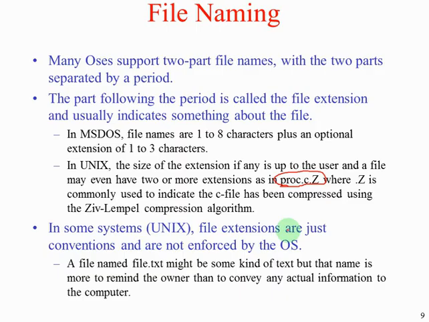Now in some systems, especially in Unix, file extensions are just convention and they are not enforced by the operating system. But in Windows, file extension is enforced strictly. That means that in Unix, if I have a file called file.txt, it might be some kind of text, but the name is more to remind the owner than to convey the actual information stored in it. So it may happen that this file.txt may not contain only English words. It may contain programming code. So that is the meaning of that.